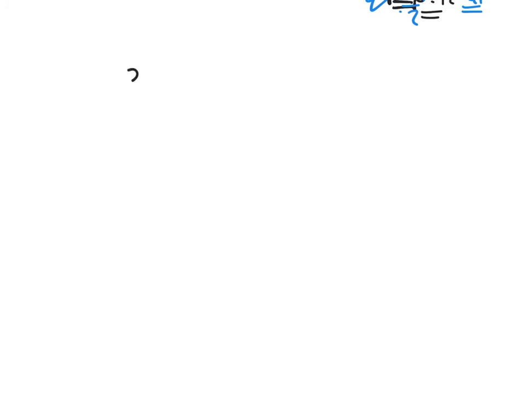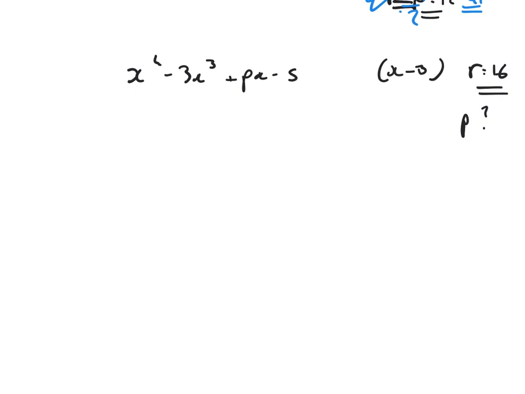When x to the power 4 minus 3x cubed plus px minus 5 is divided by x minus 3, the remainder is 16. So this is a wee bit different. It's not a factor, it leaves a remainder of 16. The question then asks me to find p. Okay, so if it's divided by x minus 3, that tells me to put 3 up at the side.